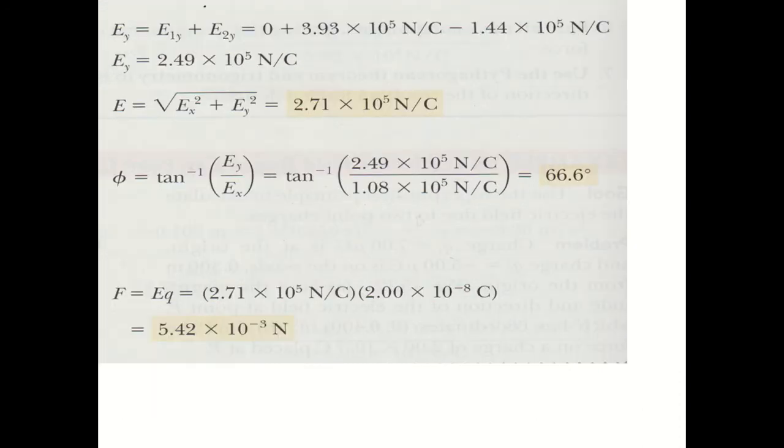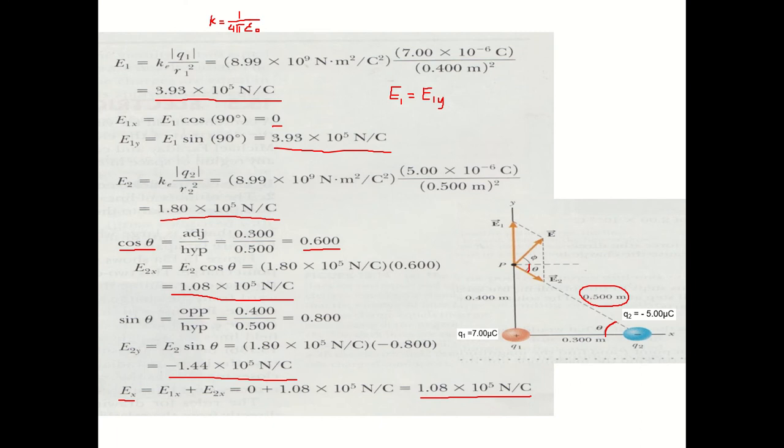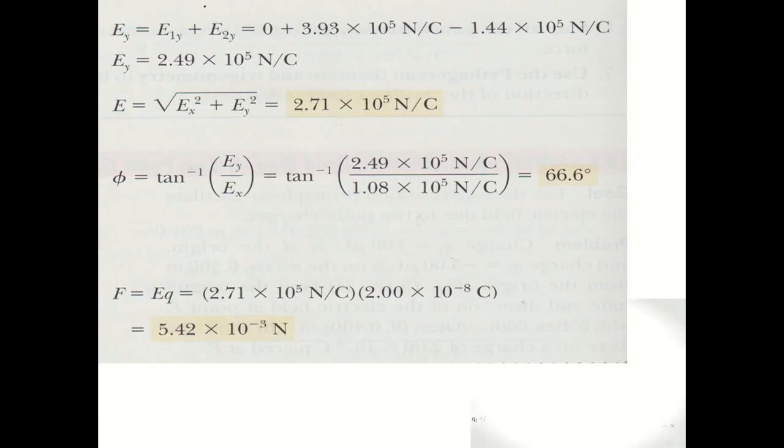Now for the vertical components, the summation of all the vertical components. So again, this one is in our calculation. As you can see here, E sub y is E sub 1y plus E sub 2y.